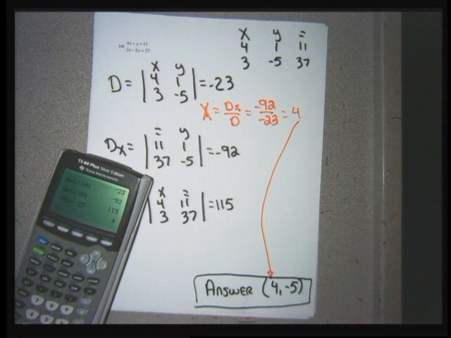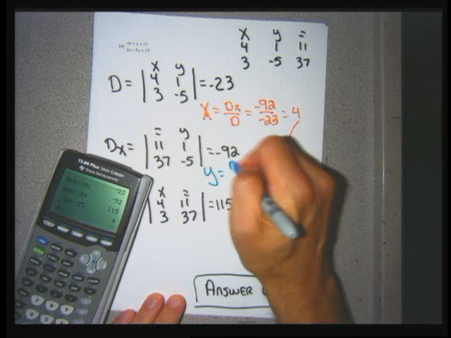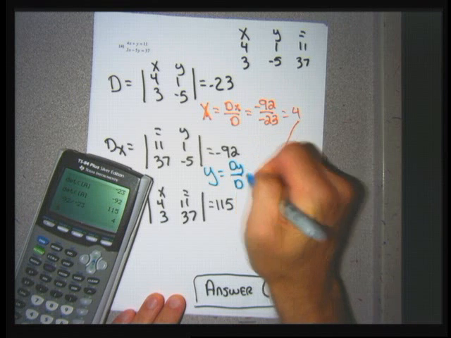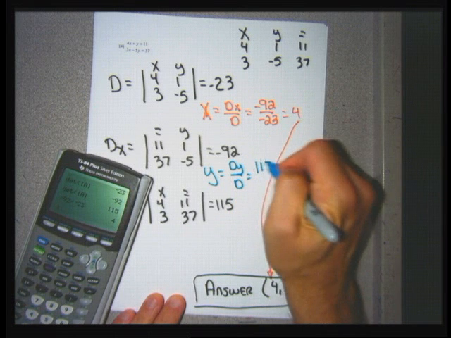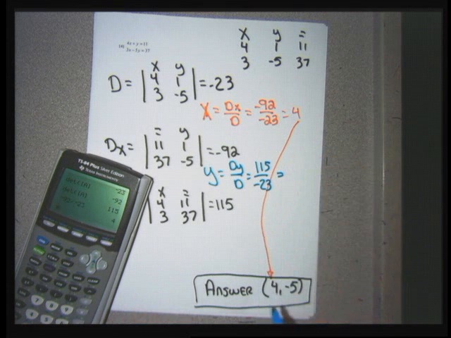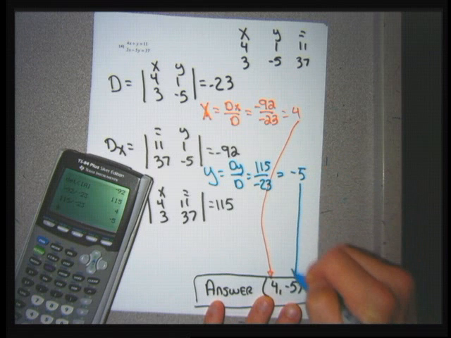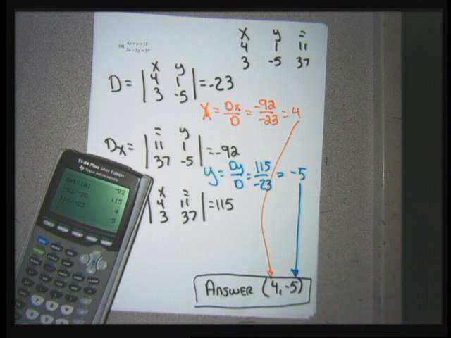Do the same thing now for my y. Y is equal to d sub y over d. D sub y is 115. D is -23. So on my calculator, I'm going to go 115 divided by -23. My calculator tells me this is -5, which is beautiful because that's what the y is supposed to be.